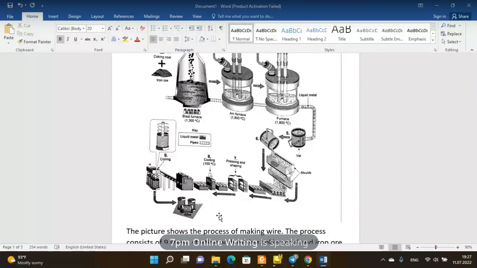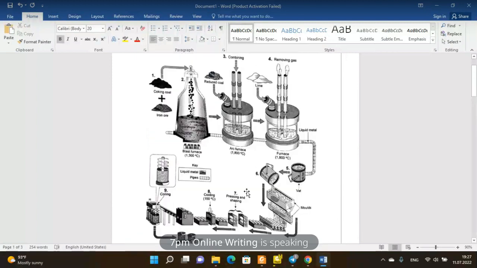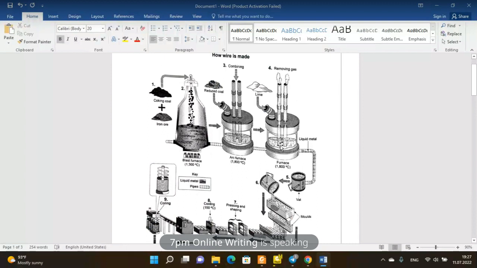Well, what did you call the first one? Removing gas, or what was it? So the first one is basically producing liquid metal out of these raw materials, right? And the second would be taking that liquid metal and turning it into a wire.